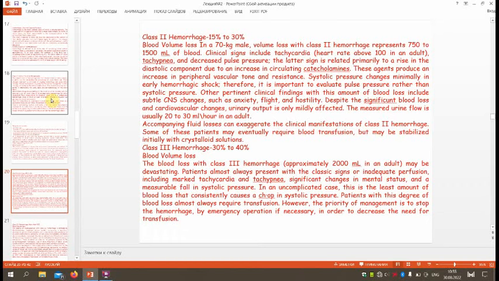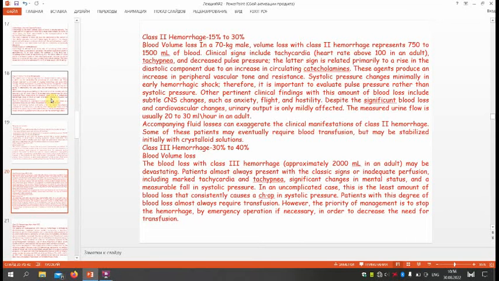The latter sign is related primarily to a rise in the diastolic component due to an increase in circulating catecholamines. These agents produce an increase in peripheral vascular tone and resistance. Systolic pressure changes minimally in early hemorrhagic shock, therefore it's important to evaluate pulse pressure rather than systolic pressure.